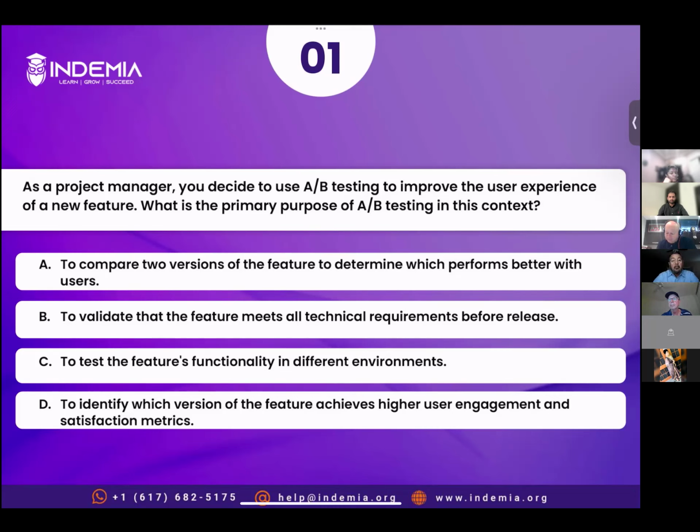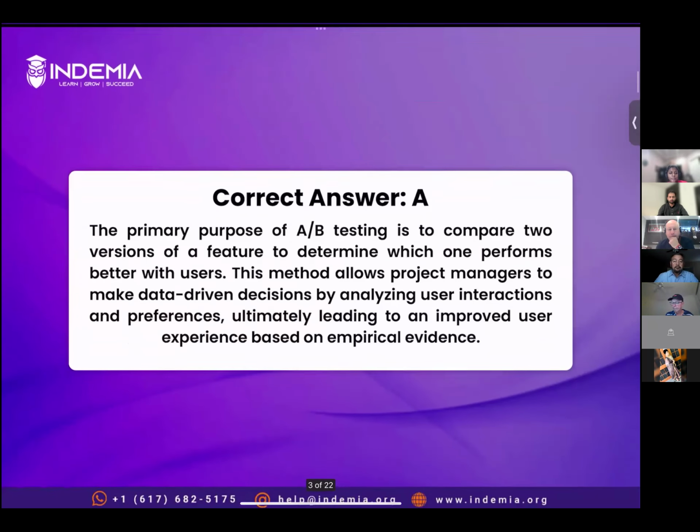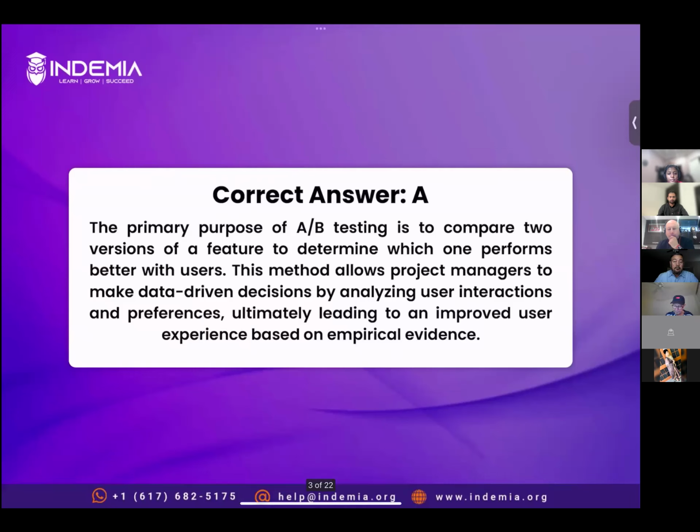A/B testing is when you have two different versions with different sets of features of a product, and you want to test which one fulfills the customer needs and requirements, you go with A/B testing, right? So correct answer is option A. Let's read the explanation. All right, next question.